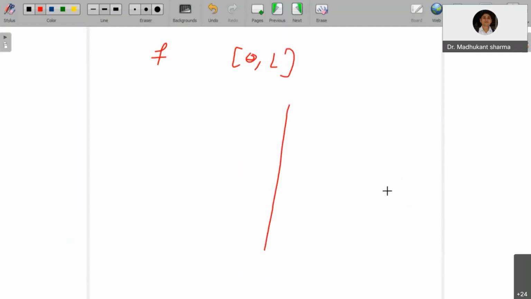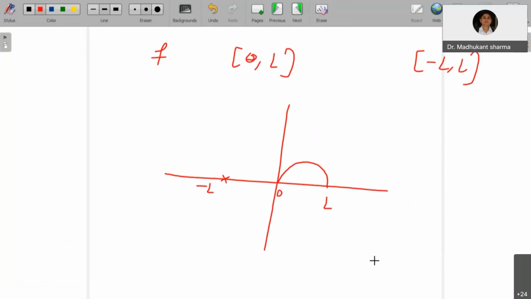Okay, so let's take, this is 0 to L, this is f of x. So there are two ways to identify its periodic extension over the interval minus L to L, because this is L, this is 0, and this is minus L. If I want to observe the even extension or odd extension, there are two ways.